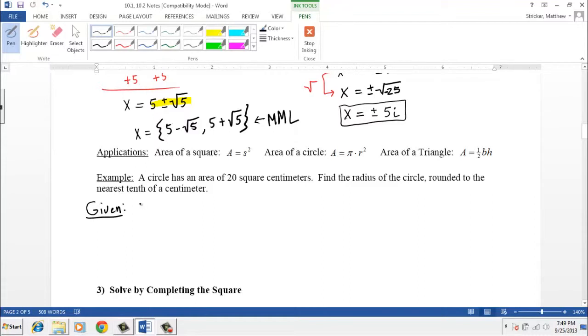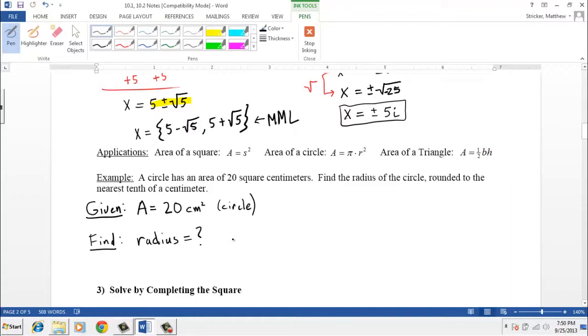If we know that the area is 20 square centimeters, and remember, this is the area of a circle, and it's asking us to find the radius. What is the radius equal to? We just talked about circles in section 13.2 a little while ago. We should all know what the radius of the circle is.